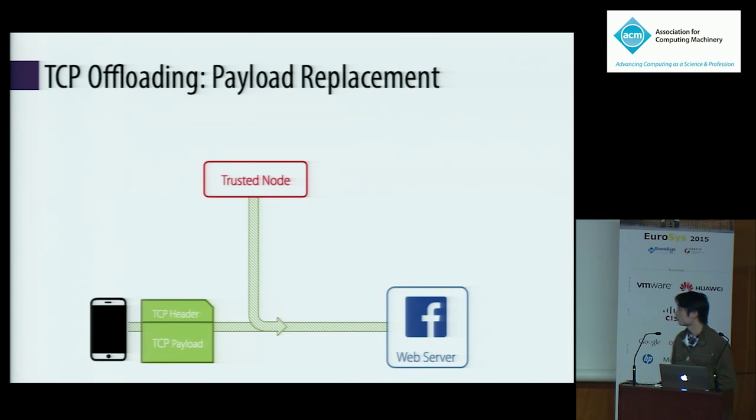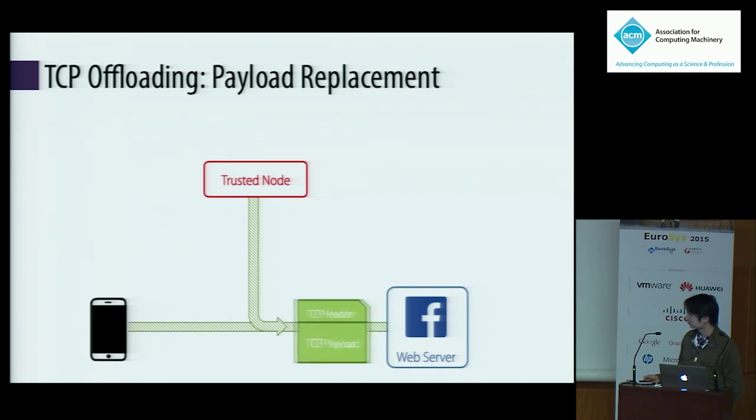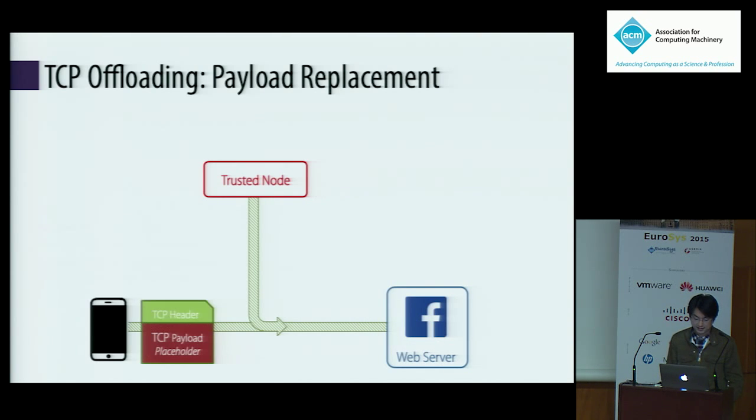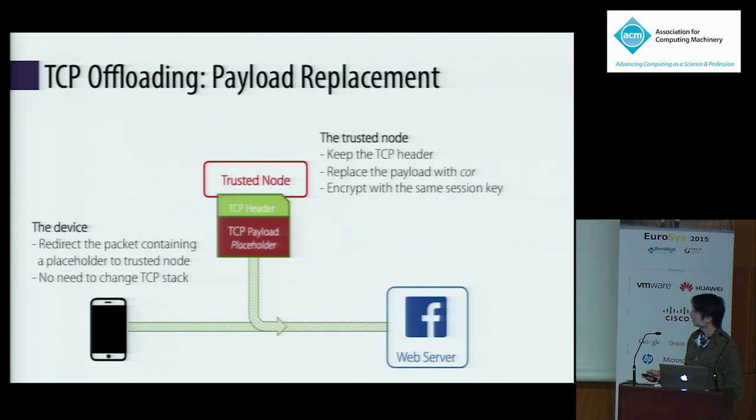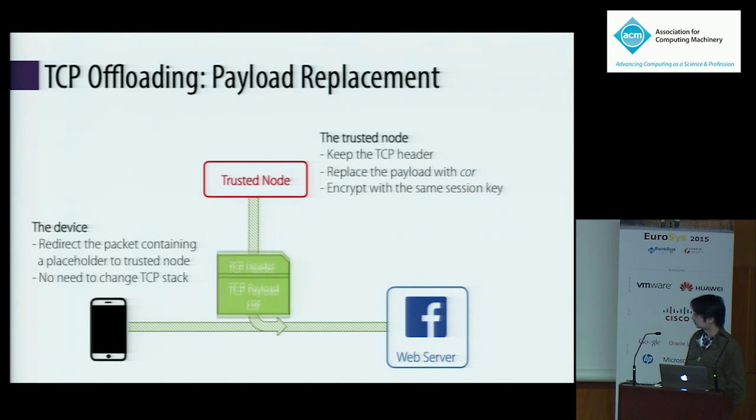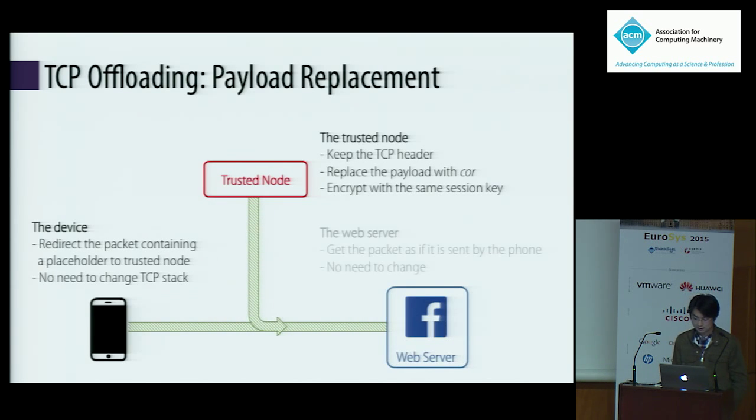For all the data without the cor, we just send from the phone to the web server. And once the phone needs to send the cor data, it will send some placeholder, which is garbage data, to the web server. In this case, TinMan will redirect the packet containing the placeholder to the trusted node. Once the trusted node gets the packet, it will keep the TCP header, replace the payload with the cor data, and then send the packet to the web server. From the web server's perspective, it will get the packet as if it were sent by the phone. No need to change.